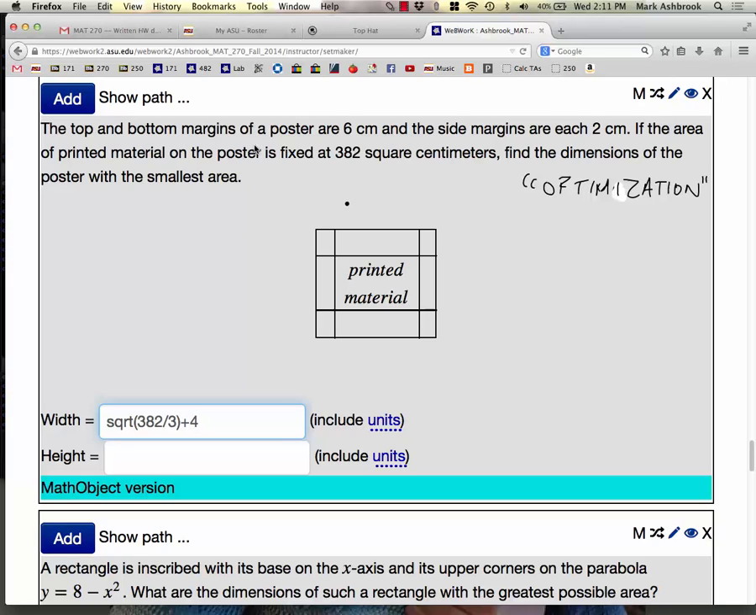So here we have the top and bottom margins of a poster are 6 centimeters. So they're telling us this is 6. And the side margins are 2. So these are 2. And they say the printed material has a fixed area. So this region in here is fixed at 382 square centimeters. And we want to find the dimensions of the smallest possible poster. I want the smallest possible poster.